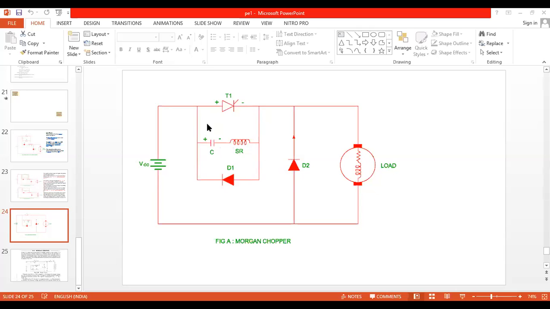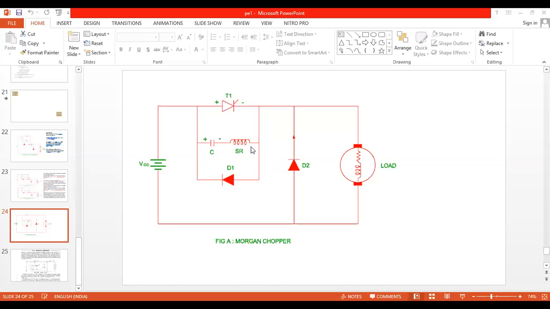Case 4: the capacitor recharges, T1 has to be turned off, and the saturated reactor starts to de-energize. The path is from SR plus to C plus, C plus to C minus, to SCR T1, and from SCR T1 to SR minus. So in this way the capacitor starts to recharge.